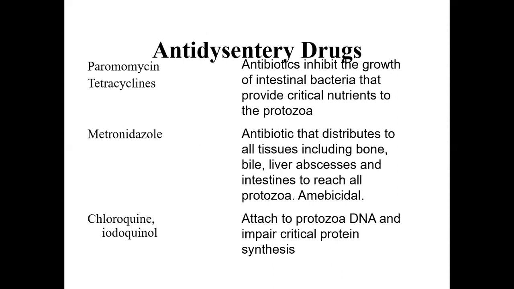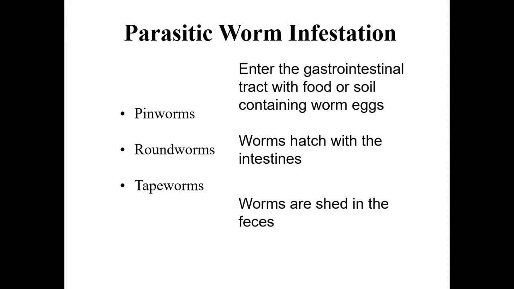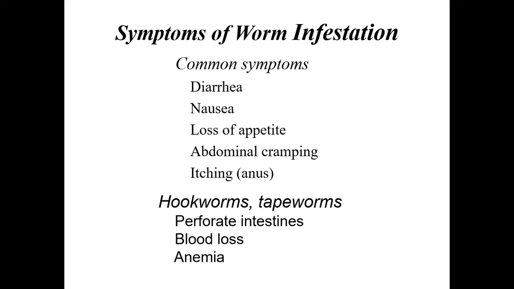So anti-dysentery drugs like paromomycin, tetracyclines, metronidazole, and chloroquine are the most common types of drugs. Then we have parasitic worms, like pinworms, roundworms, and tapeworms. These are the other types of infections.